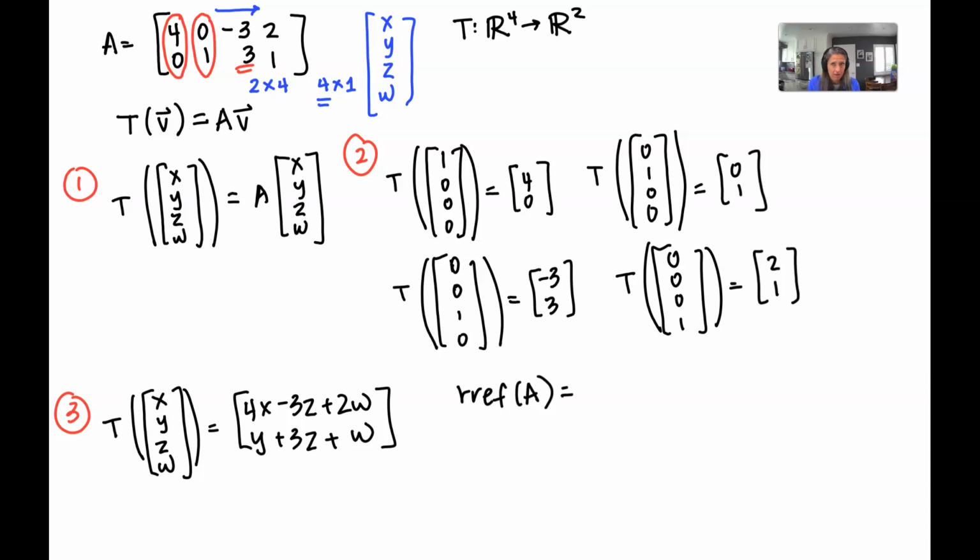I have the pivots descending to the left, or whatever the words are that we use there. Everything in pivot columns is all zeroed out. The only issue is that the pivot in our first row is not 1. So we can multiply through by a 1/4, right? Use that one elementary row operation to find that this is 1, 0, negative 3/4, 1/2.